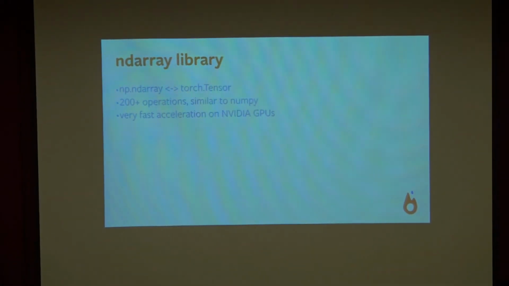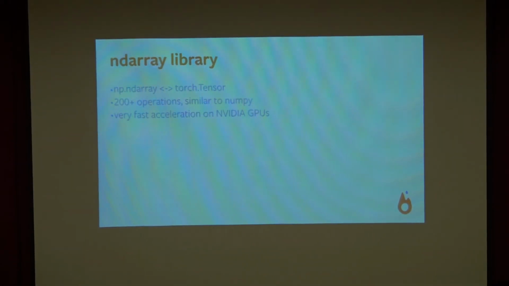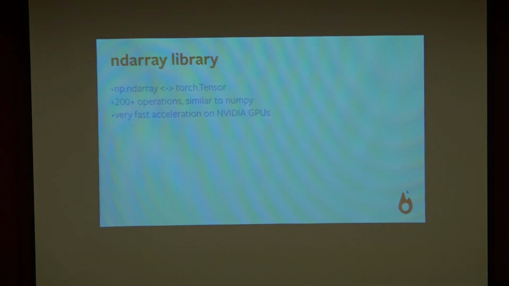Starting with the ndarray library. You can think of PyTorch as a replacement for NumPy. Just like in NumPy there's np.ndarray, in PyTorch there's a torch.Tensor. There are several hundreds of operations in PyTorch: linear algebra operations, slicing, indexing, and so on. And there's very fast acceleration on GPUs.